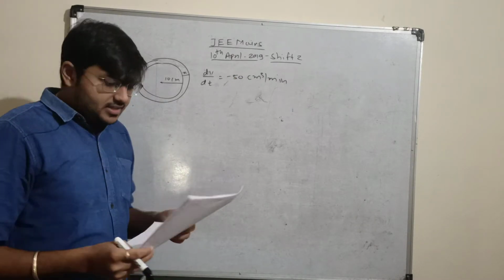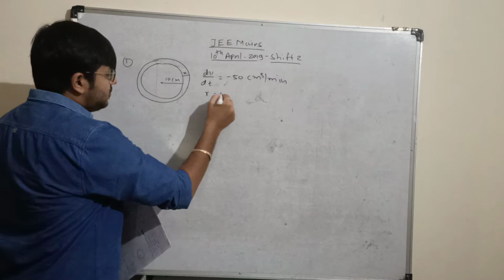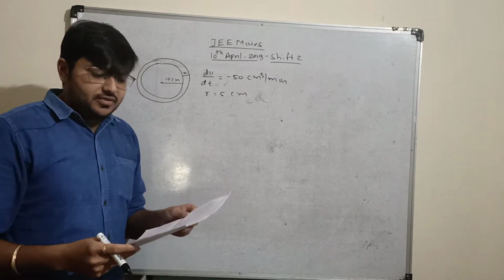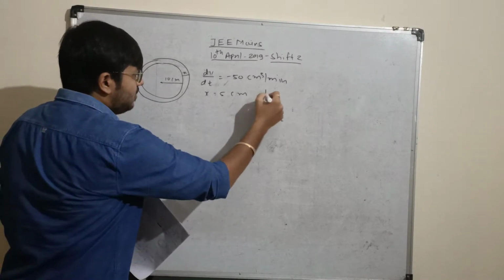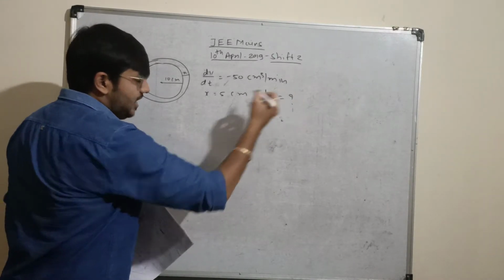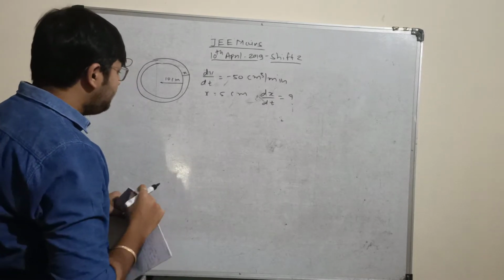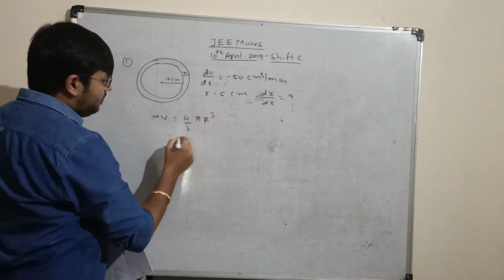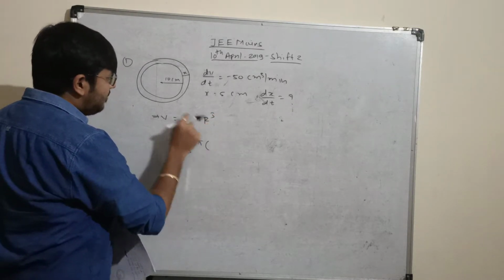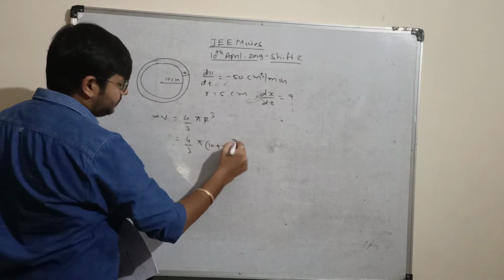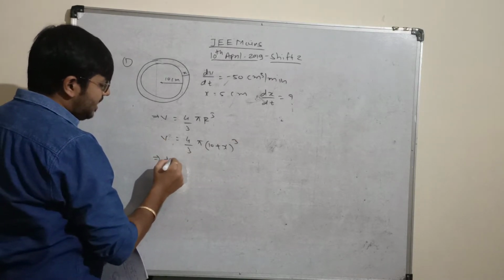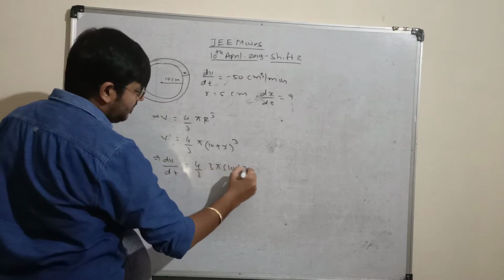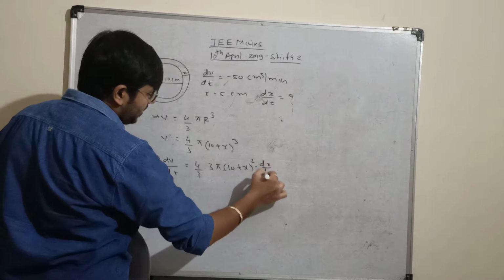When the thickness of ice is 5 centimeter, when x is equal to 5 centimeter, we have to find out the rate of change of the thickness, that is, we want to find out dx by dt. This we have to find out. So let us first of all take the volume of a sphere. So it's 4 by 3 pi r cube. So it's 4 by 3 pi, r will be 10 plus x whole cube. This is V. So now if I do the derivative, dV by dt, it's 4 by 3 pi into 10 plus x whole square into dx by dt.